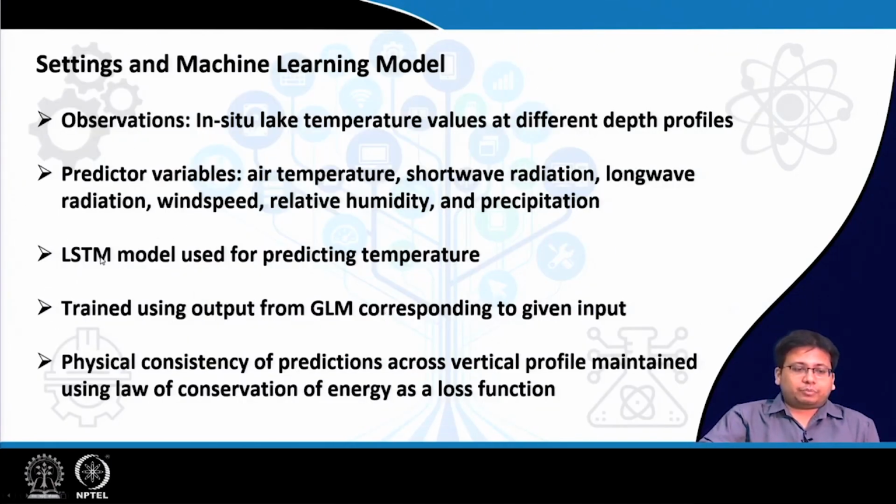Now, the LSTM model is used for predicting temperatures, because LSTM is a sequential model and it is necessary for the predictions to be temporally consistent. It is trained using output from the GLM corresponding to the given input, and the physical consistency of the predictions is maintained across the vertical profile using the law of conservation of energy as a loss function.